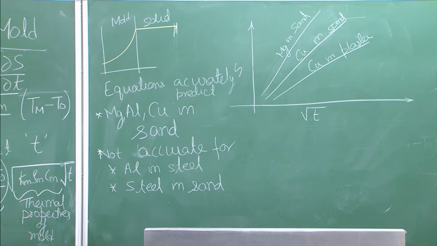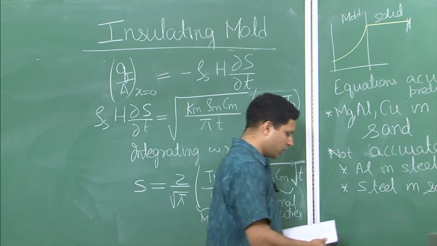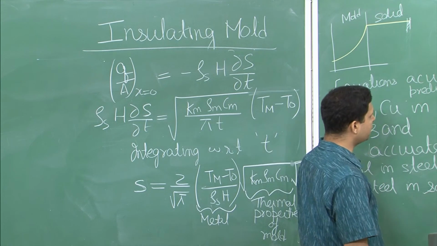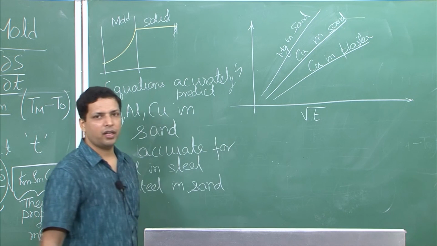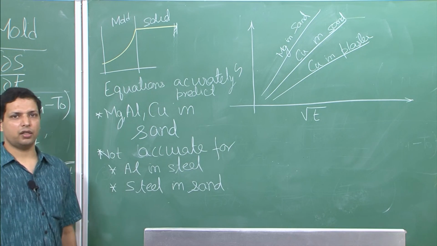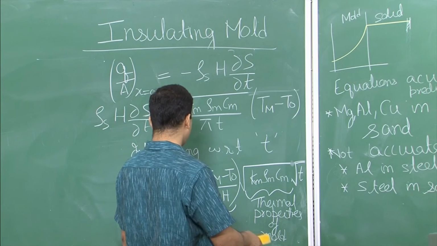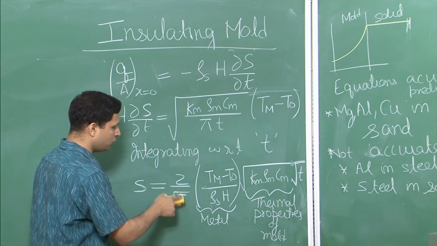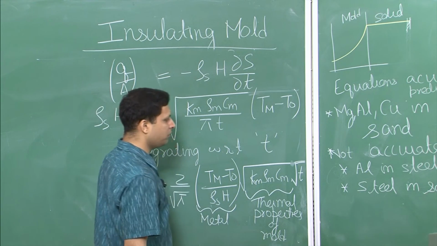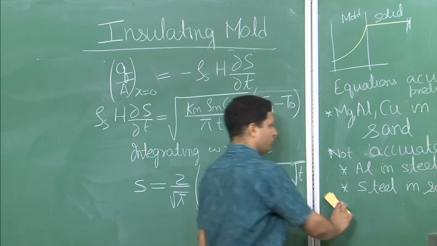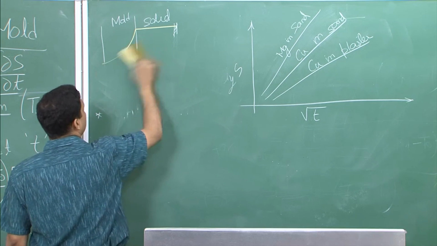Okay, I said this is the last bit of thing, but actually I missed one more thing. We have another important thing that we can get from here, which is what is called Chvorinov's principle, which is to find out what will be the total time for solidification. And again, what we need is the equation that we have already obtained, which is S equal to 2 over root pi, Tm minus T naught by rho sh, times Km rho m Cm, root t. So now, how do we get to that?